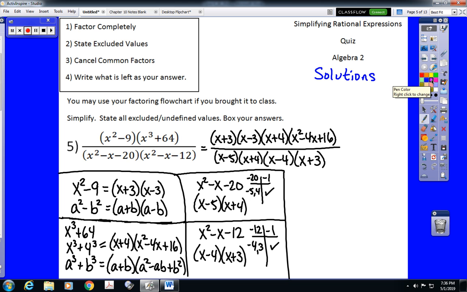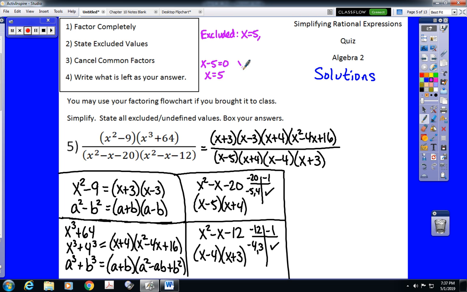Now we move to our excluded values, and this time we have 4 excluded values. So our excluded values, and there's more of them, so we're going to have to sort of conserve our space here, would come from setting each of those equal to 0 and solving for x. So x minus 5 would give us an excluded value of 5.